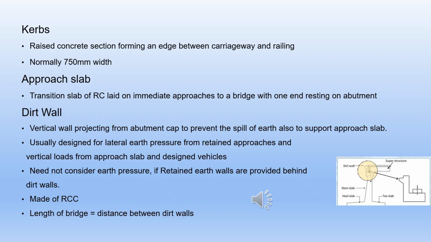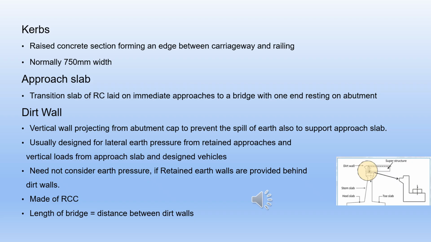An approach slab is a transition slab of reinforced concrete laid on the immediate approaches to a bridge, with one end resting on a dirt wall or abutment. It is common for approach embankments to settle more than abutments. This may cause discomfort to moving traffic as well as make the bridge more susceptible to damage due to impact loads. To mitigate this issue, approach slabs are used to transition the riding surface from the approach to the bridge deck. When the approach settles, the approach slab's end resting on the approach gradually launches itself, thereby forming an inclined ramp-like axis. The effectiveness of approach slabs increases with length.